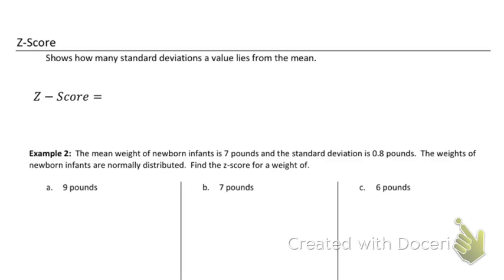Now the formula for this is the data item, so the value that we have, minus the mean, all over our standard deviation.